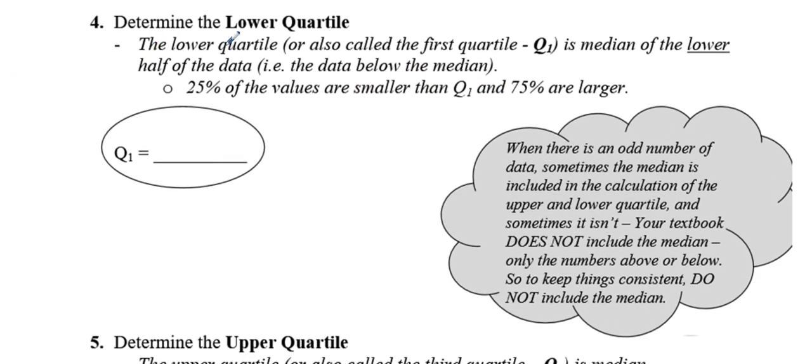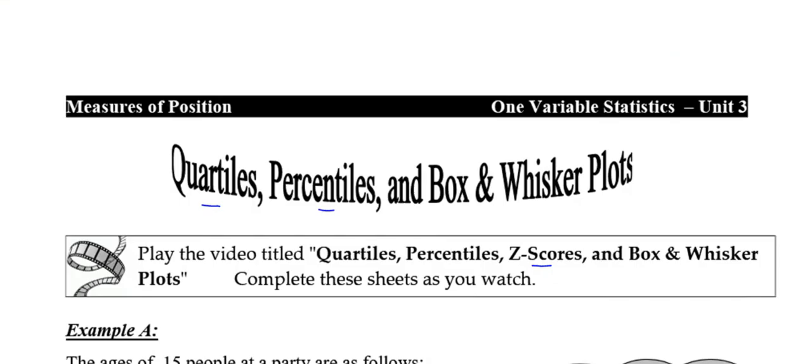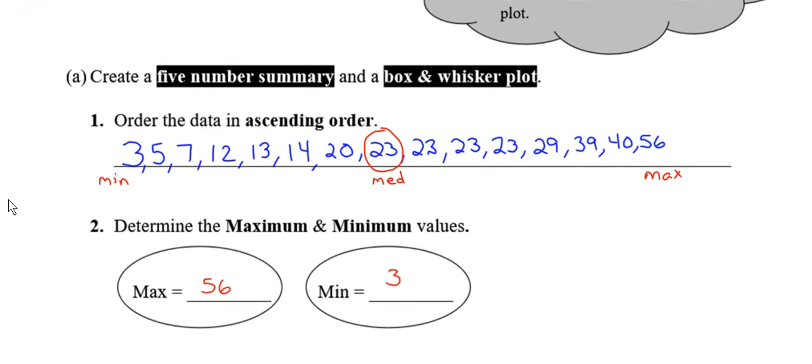Now the lower quartile, it's also called the first quartile, and its notation is a capital Q with a subscript 1. What it is is the median of the lower half of the data. So if we go back to our data, to find the lower quartile, we're just going to look at the lower half of the data. So it's all the data below the median. There's 1, 2, 3, 4, 5, 6, 7.